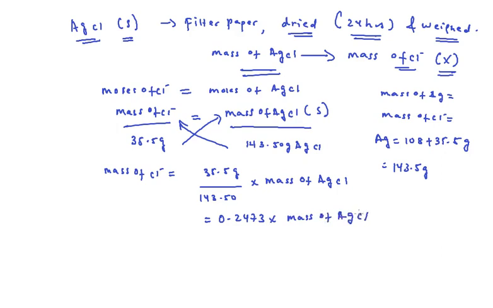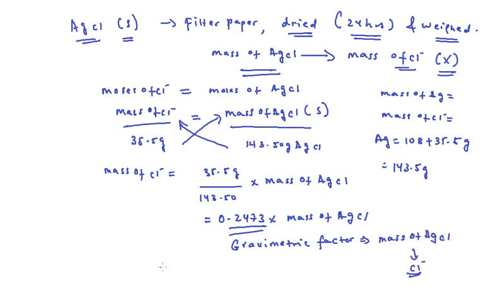So this number, 0.2473, is called the gravimetric factor. This number is called what? A gravimetric factor. I'm going to write this down for you. Gravimetric factor. It's a very important number. It's a constant number that will help you to change the mass of a known silver chloride into a chloride ion.